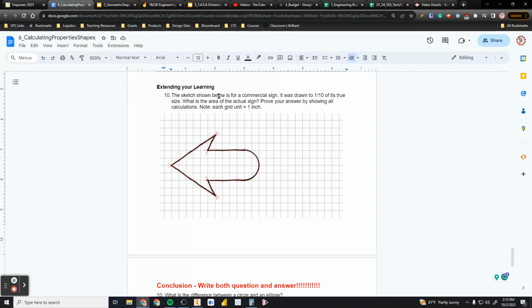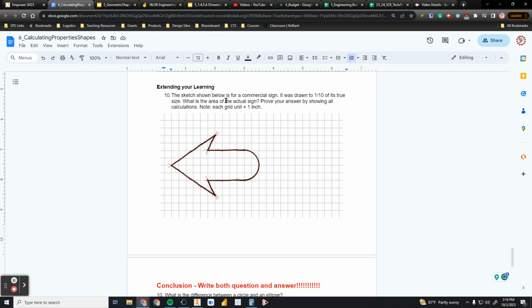All right, we're getting close to the end now. For this extend your learning question, you have a complex shape that you're going to decompose into simpler shapes and then find the area of the entirety of this arrow sign.